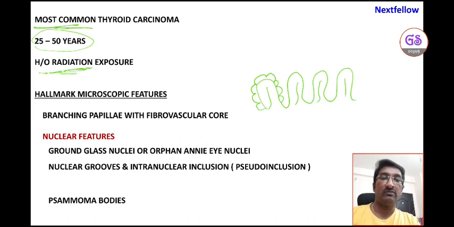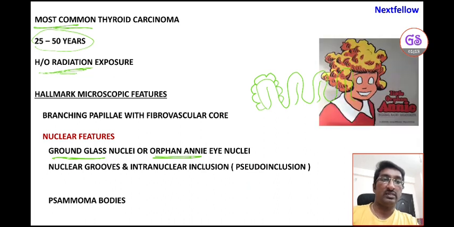These tumor cells will have nucleus that will show some characteristic features. Some of the nuclear features are ground glass nuclei or orphan annie nuclei, because they compare it to the eye of a cartoon character Orphan Annie. So that is why they call it orphan annie nuclei or empty nuclei or ground glass nuclei. They also show nuclear grooves and intranuclear inclusion, which are called pseudo inclusion. So this is the picture where you can see the character having an empty eye. So that is why they compare it to this orphan annie nuclei.